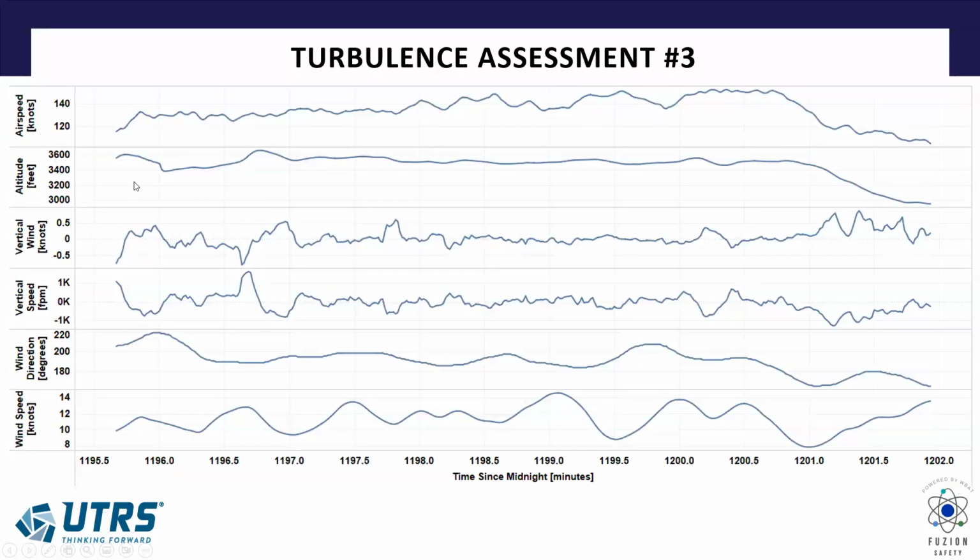Here's the third one. They're at 3,600 feet. There's the speeds. Vertical velocity is, that's what, about 1,400 feet per minute and 800. So they're getting bumped around pretty good. And you can see the winds. It's only 4, 5, 6 knots at a time, but it makes a difference.